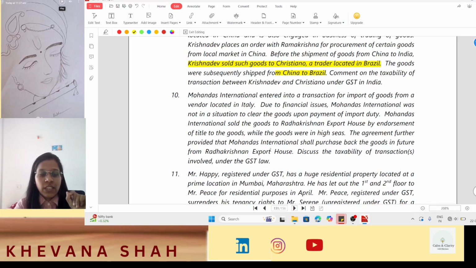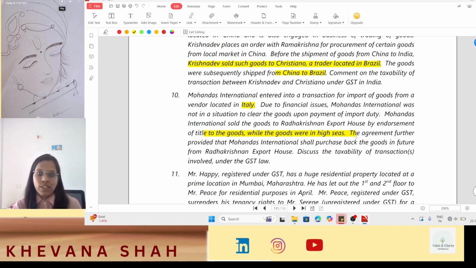The next question is, Mohandas International entered into a transaction for import of goods from a vendor located in Italy. Due to financial issues, Mohandas International was not in a situation to clear the goods upon payment of import duty. Mohandas International sold the goods to Radhakrishnan Export House by endorsement of title to the goods while the goods were in high seas. So this is a case of high sea sales.